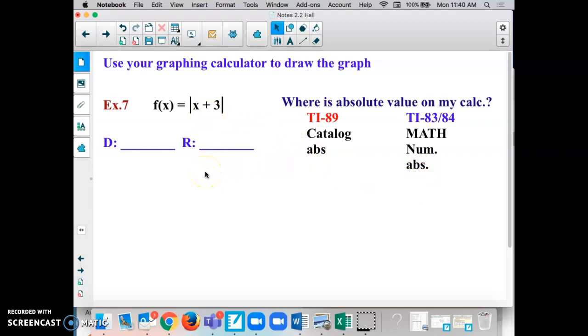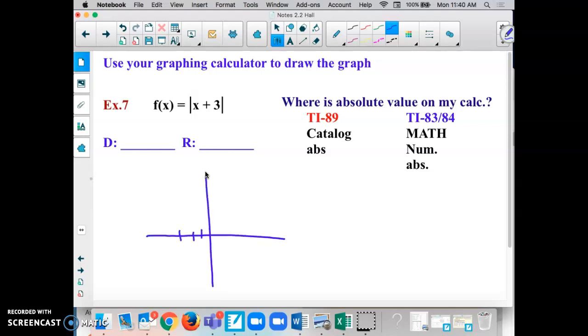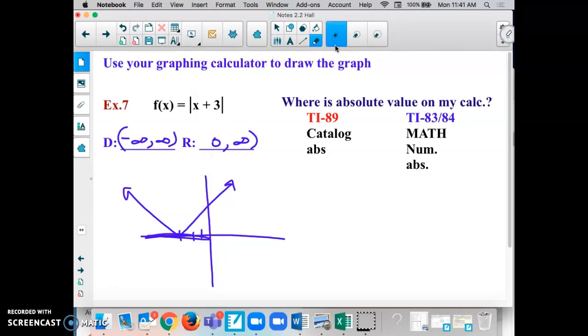All right, domain and range. After you hit graph, do everything else like you did before. Go to your y equals, enter that equation, then hit graph. This is a graph that looks like this, shifted to the left 3: 1, 2, 3. If I talk about the domain, that's everything, -infinity to infinity. And the range is from here on up, so from 0 to infinity. It includes 0, so I'm going to put a bracket on that.